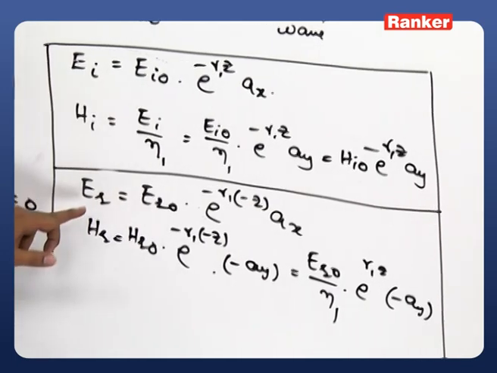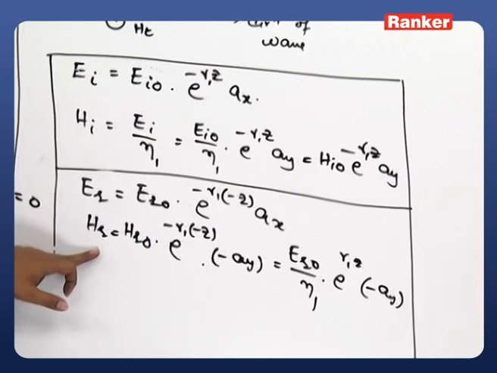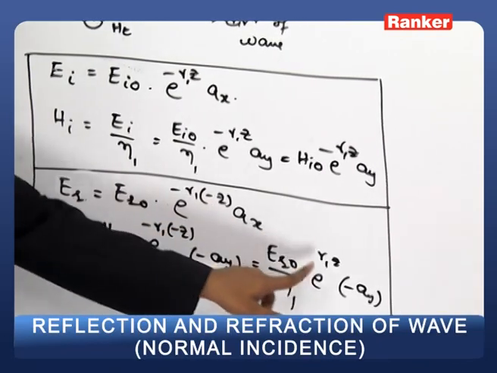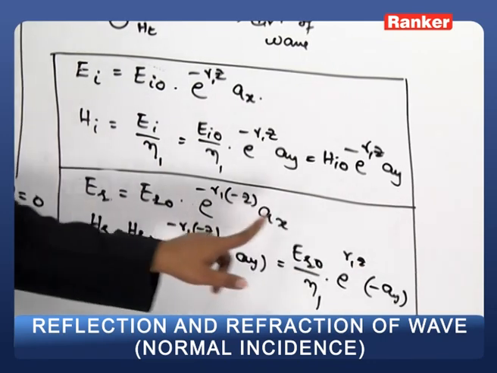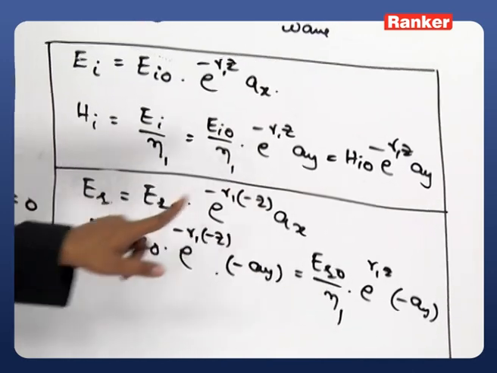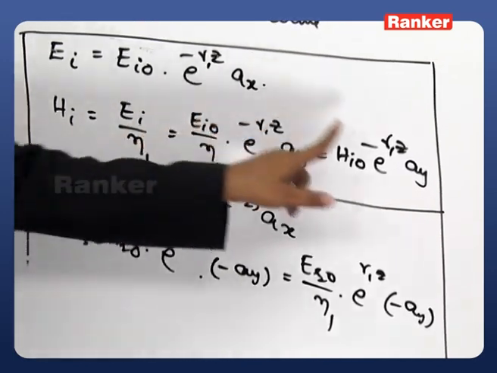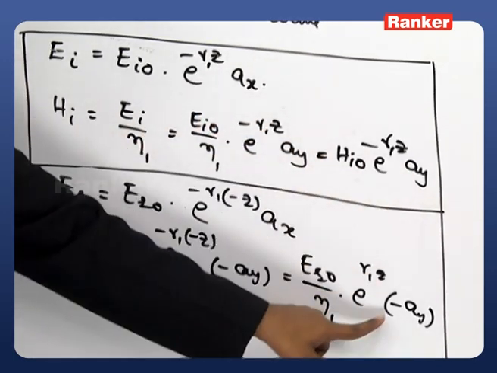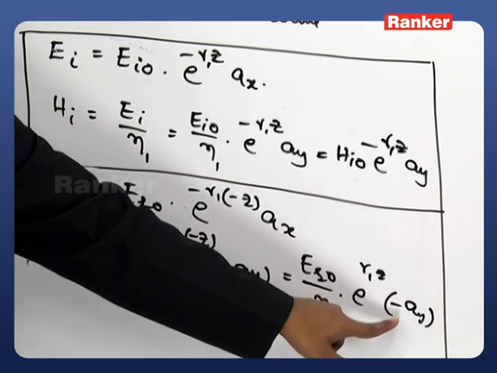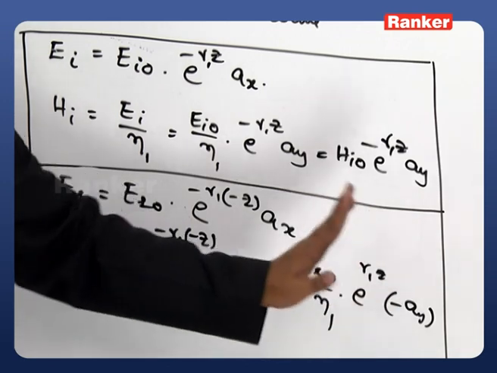Later from those two, the reflected electric field and reflected magnetic field were obtained. These two are clearly traveling in the negative z direction, and the direction of E was unaltered, same as this one, but the direction of H was altered. In the previous case it is ay, now in this case it is negative ay, because it is in the altered direction, the negative y direction.